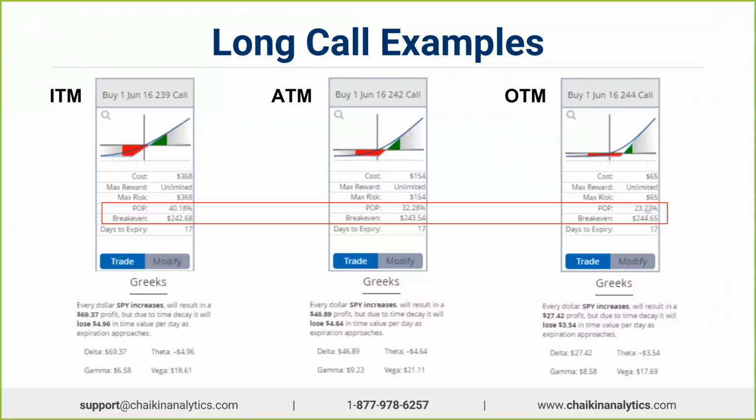Probability of profit tells us what percent of prices inside of a one standard deviation move, inside of the expected move, will be profitable at expiration by at least a penny. It's not the probability you're going to hit your price target. It's the probability that you will make at least one penny, and it is purely statistically calculated. It has nothing to do with Chaikin Analytics, bullish or bearish, or whether something's overbought or oversold or anything like that.